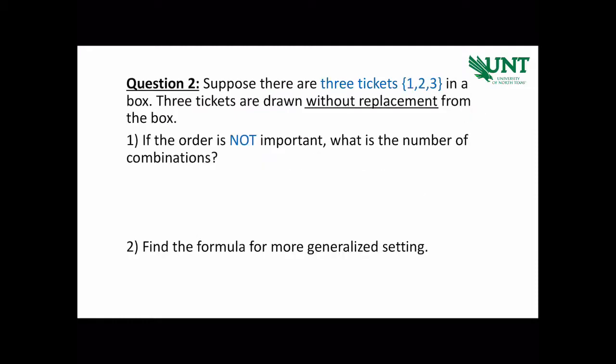Next question. Suppose there are 3 tickets, 1 to 3, in the box, and 3 tickets are drawn without replacement from the box. If the order is not important, what is the number of combinations? Okay, let's list them up. 1, 2, 3; 2, 1, 3; 3, 2, 1; 1, 3, 2; and 2, 3, 1; one more, 3, 1, 2. Is that right? Yes, 6 different cases. However, if the order is not important, it has to be counted as only one group. So I can just say 3 times 2 times 1 divided by 3 factorial is equal to 1.